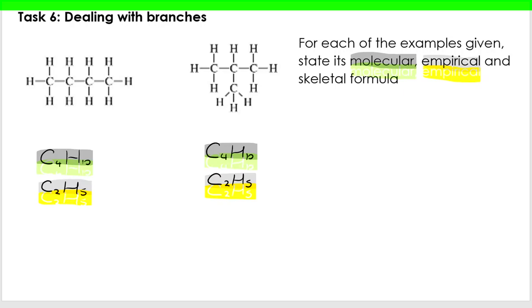However, if we look at the skeletal formula, on this side we have 3 carbon bonds in a row, but on the other side I've got 2 in a row with 1 branching off. So my skeletal formula is different for the other one, and that does mean they're going to have a different name. They are not both butane.